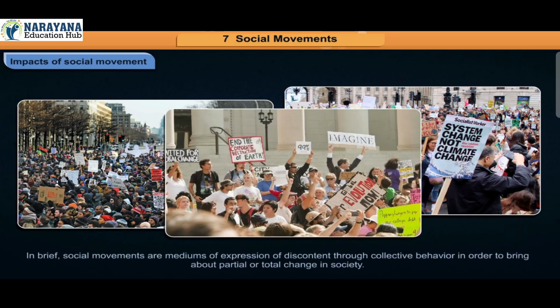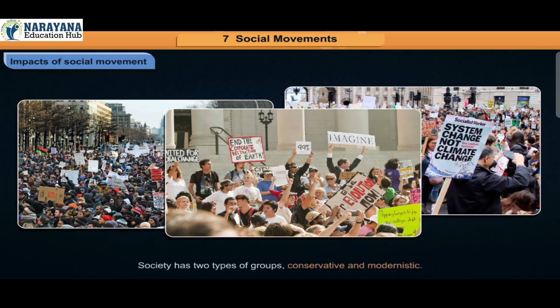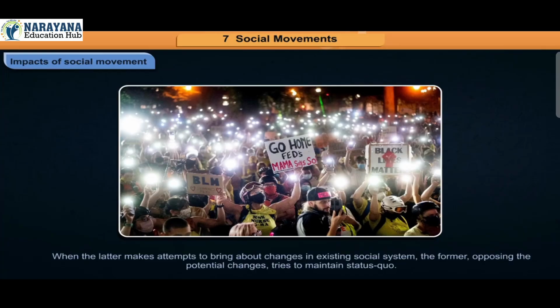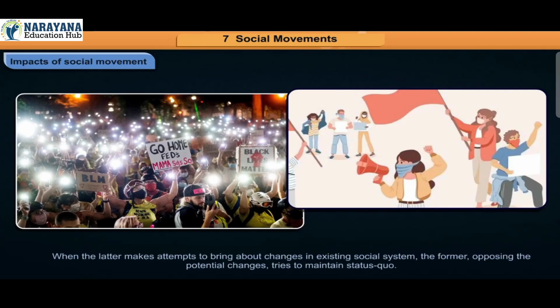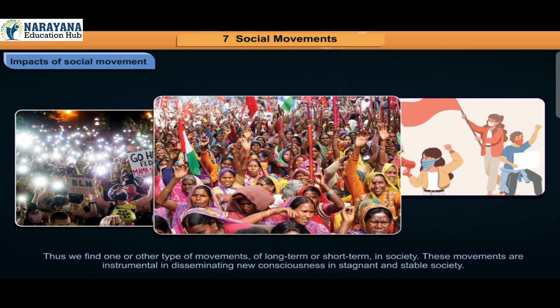In brief, social movements are mediums of expression of discontent through collective behavior in order to bring about partial or total change in society. Society has two types of groups, conservative and modernistic. When the latter makes attempts to bring about changes in the existing social system, the former, opposing the potential changes, tries to maintain the status quo. Thus, we find one or other type of movements, of long term or short term, in society. These movements are instrumental in disseminating new consciousness in a stagnant and stable society.